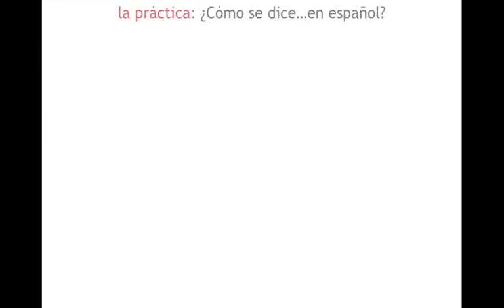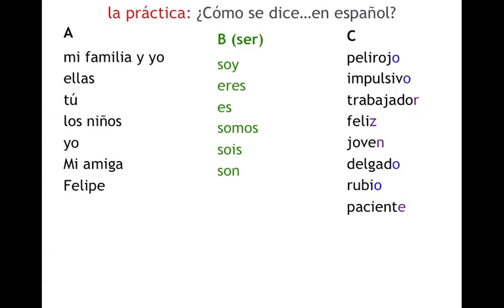Un poco de práctica, ¿cómo se dice en español? 3 categories here. Letra A, the subjects, los sujetos de la frase. Letra B, las formas del verbo ser. Yo soy, tú eres, él, ella, usted es. Nosotros somos, vosotros sois, ellos, ellas, ustedes son. So as you take a look at the subject, make sure you pick the correct form of the verb ser. The last part of the sentence is going to be the correct form of the adjective.